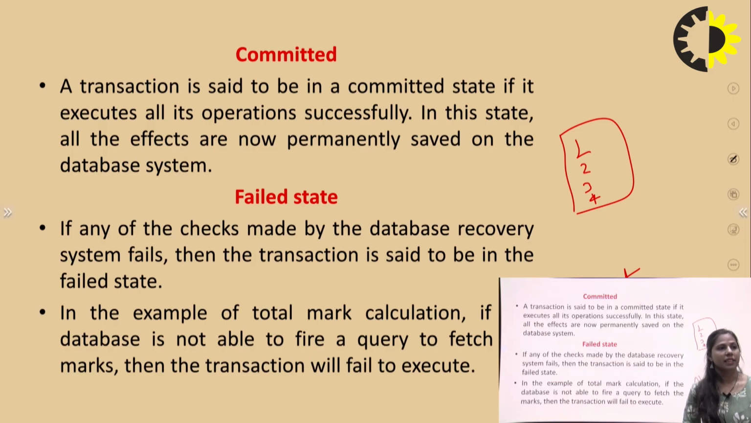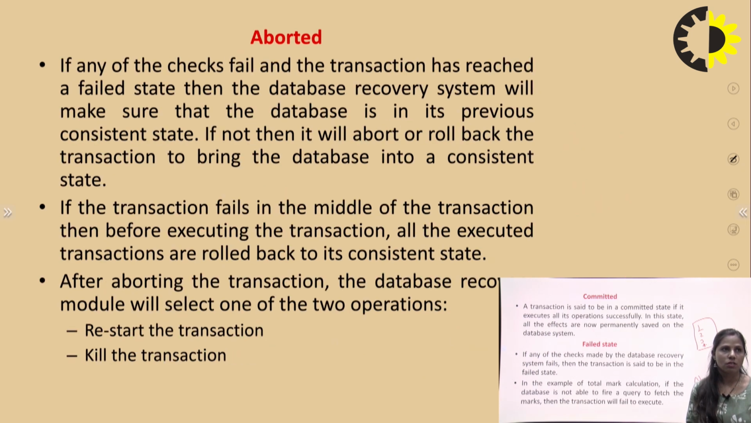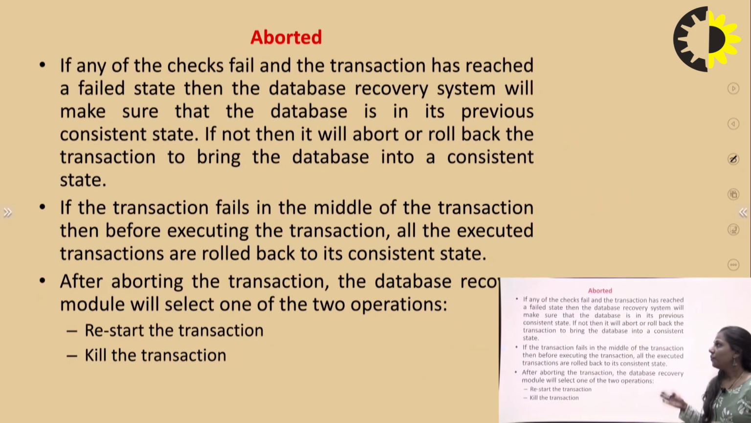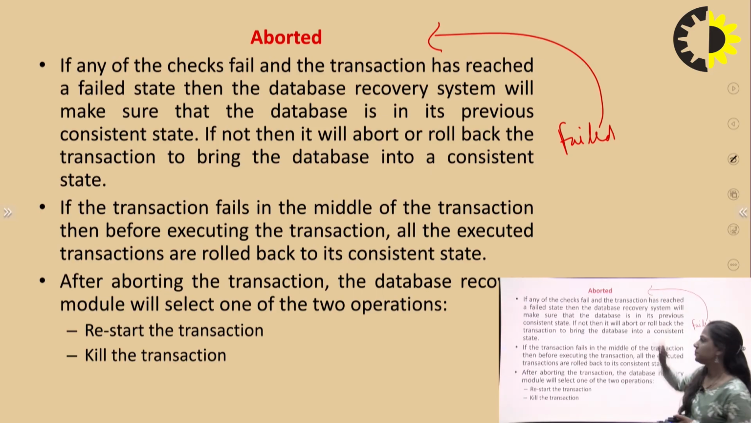This is how it will work. In the example of total mark calculation, if the database is not able to fire a query to fetch the marks, then the transaction will fail to execute. Now, if it has failed, whatever values we have computed and whatever operations we have done in between, it will go to the aborted state. After the failed state, it will go to the aborted state.